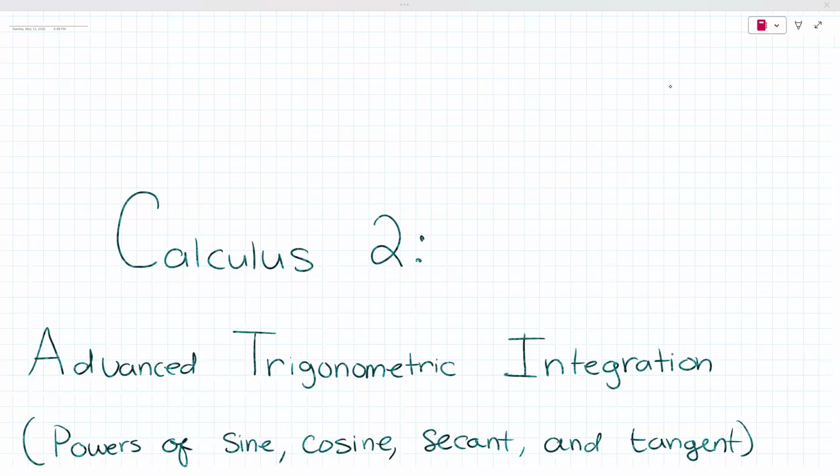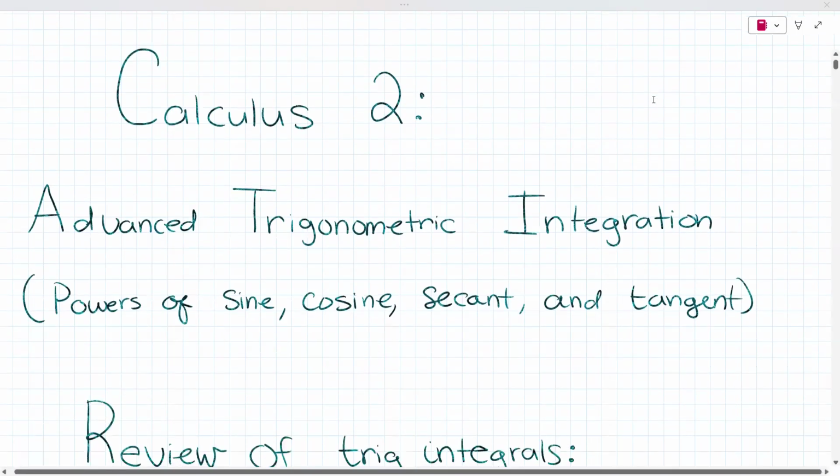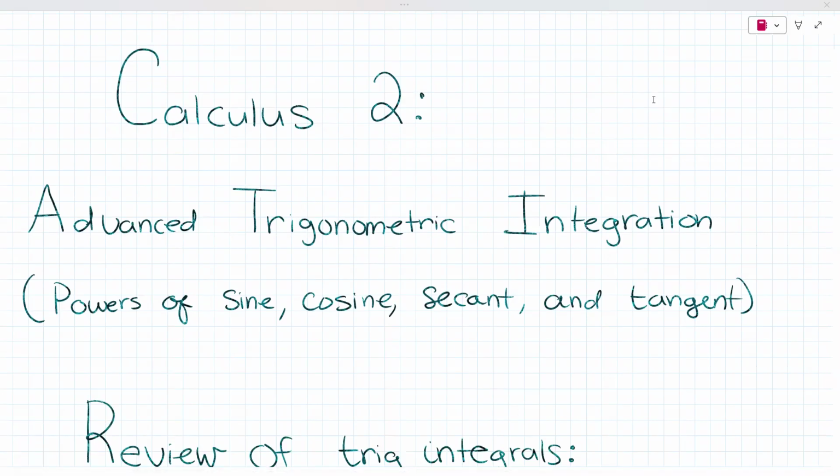In this video, we will go over integrals that are paired with powers of sine and cosine and pairs of secant and tangent, both even and odd degree power. So this is Calculus 2, Advanced Trigonometric Integration, powers of sine, cosine, secant, and tangent.